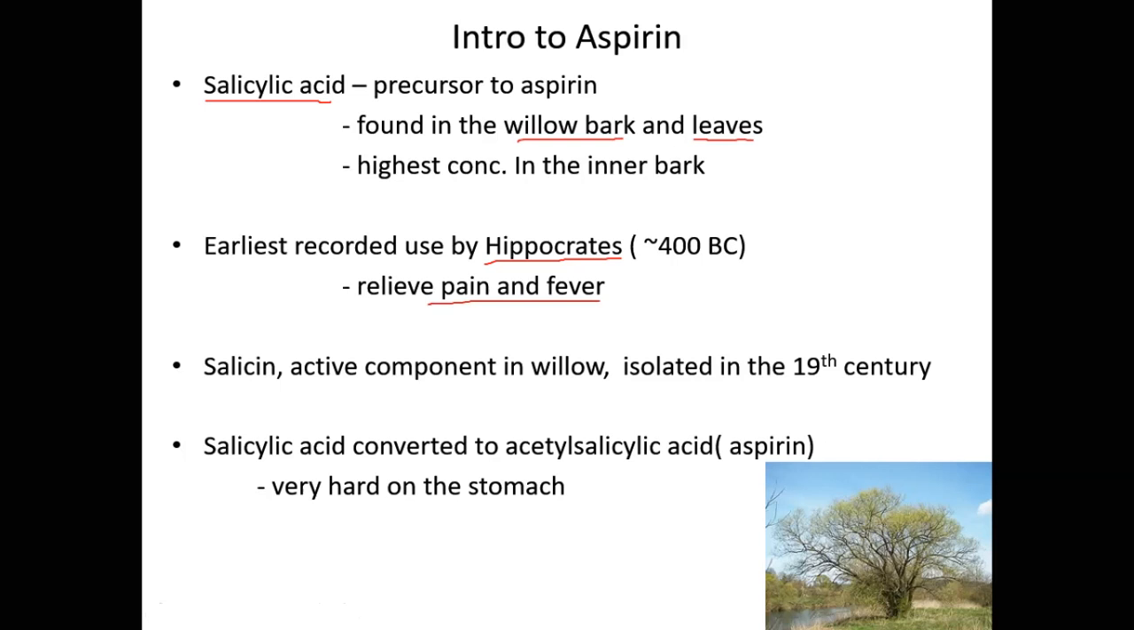However, next week when we talk about acetaminophen, it has a different history. And so it wasn't until the 1800s that they isolated the active component in the willow bark, which was salicin. And they noticed that salicylic acid was very harsh on the stomach, caused tummy aches. And so they converted it to acetylsalicylic acid, which is the present day aspirin that we use. So if we were to do this in the lab, we would have started with salicylic acid and converted it to acetylsalicylic acid.